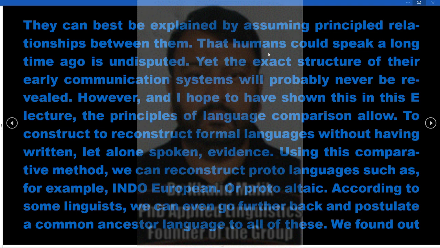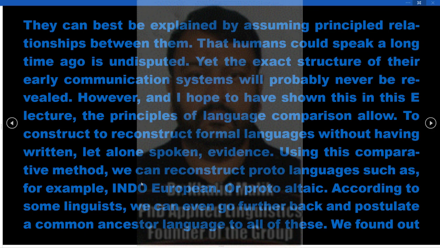That humans could speak a long time ago is undisputed. Yet the exact structure of their early communication systems will probably never be revealed. However, and I hope to have shown this in this lecture, the principles of language comparison allow us to reconstruct former languages without having written, let alone spoken, evidence.